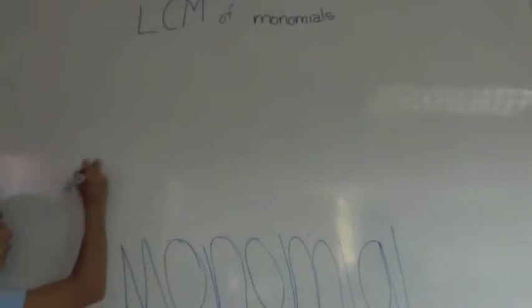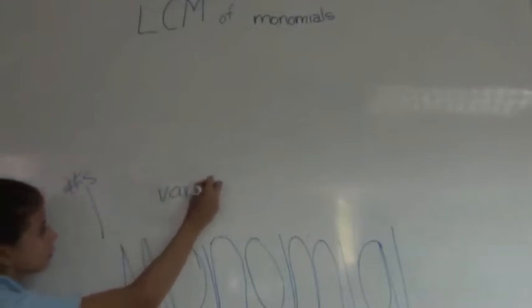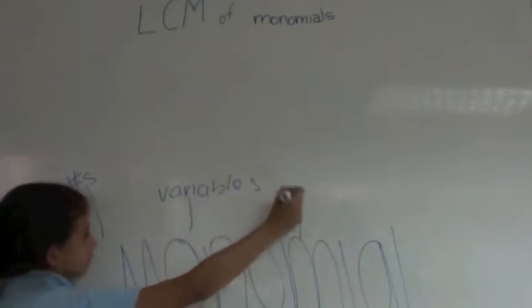If you want to find the least common multiple of a monomial, you first need to know what a monomial is. A monomial is made up of numbers, variables, and exponents. So, how are we going to solve this? How are we going to solve a monomial? Let's have an example.